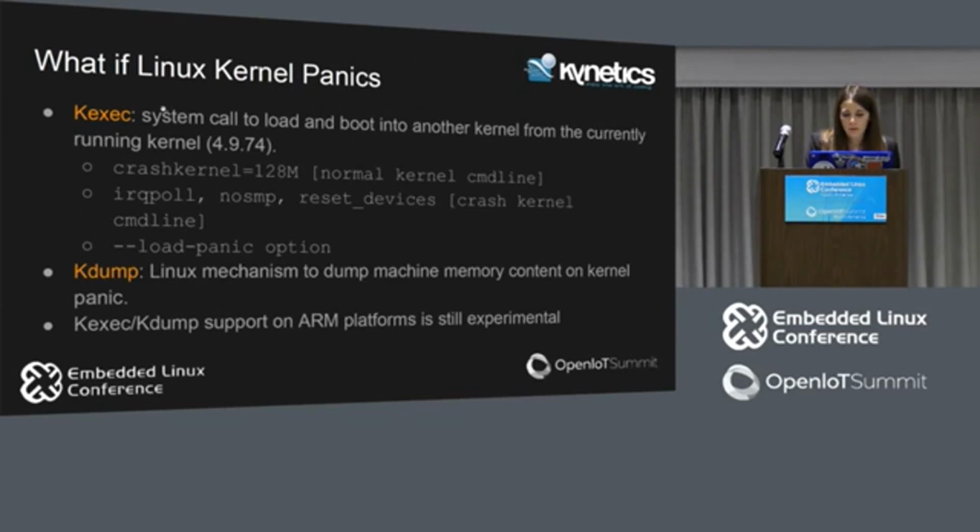So we had to add some extra options, both to the normal kernel command line and to the crash kernel command line. And then we had to use this option to signal that the crash kernel has to be loaded only in case a kernel panic occurs. Keep in mind that kexec and kdump support on our platform is still experimental, so we had some problems with the demo. We solved some problems, and we still have some other ones that we need to have a more detailed look at. But we will see what the problems are that are still open in our demo.